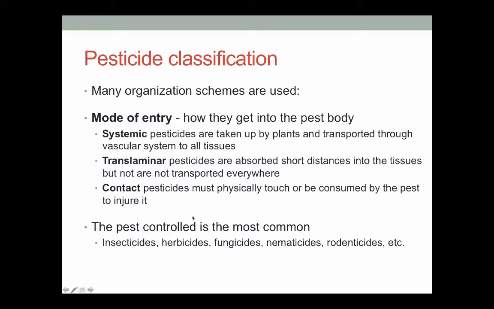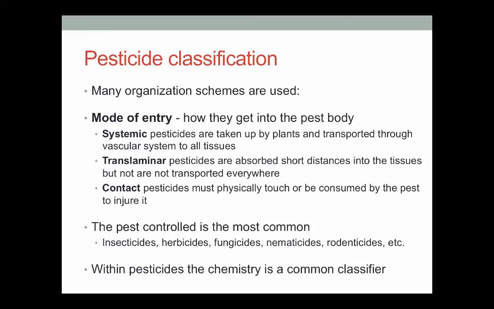Within those categories, of course, pesticides are grouped according to the organisms they harm, so things like insecticides, herbicides, fungicides. And then within those categories, the most common way to organize them is by the chemistry they use or the mode of action. So typically that's the way you'll see it: it's an insecticide, it's systemic, and it's a neonicotinoid or something like that.